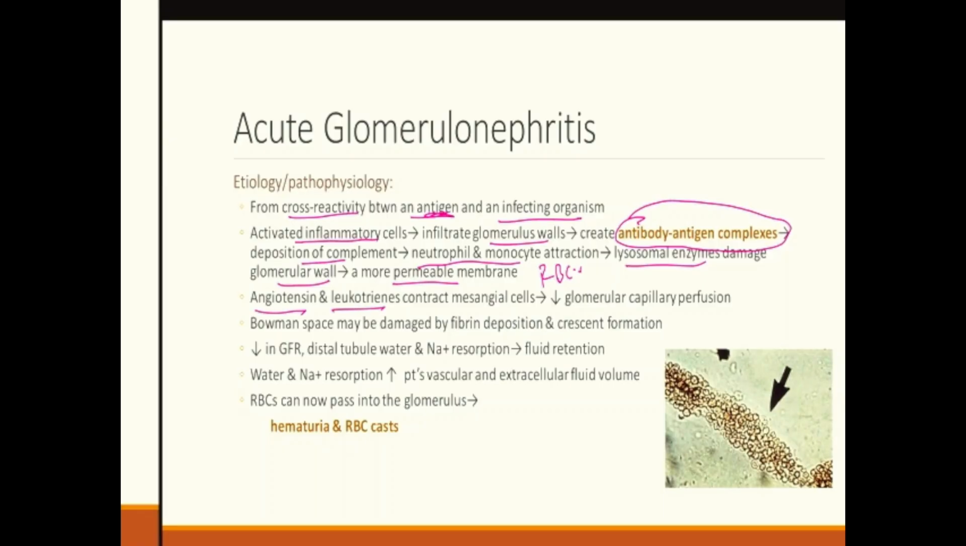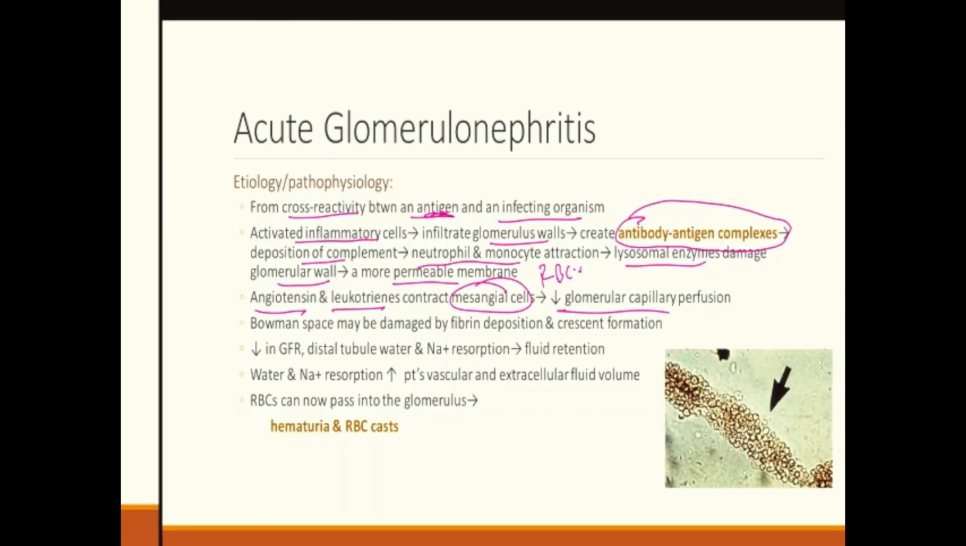Angiotensin and the leukotrienes contract our mesangial cells. Remember, the mesangial cells are in between the capillaries inside that Bowman's capsule. They can swell and get larger, and when they get very big, they compress those capillaries nearby and cause a reduction in GFR when these mesangial cells swell. So they contract the mesangial cells, causing problems in the Bowman's capsule, reducing GFR.